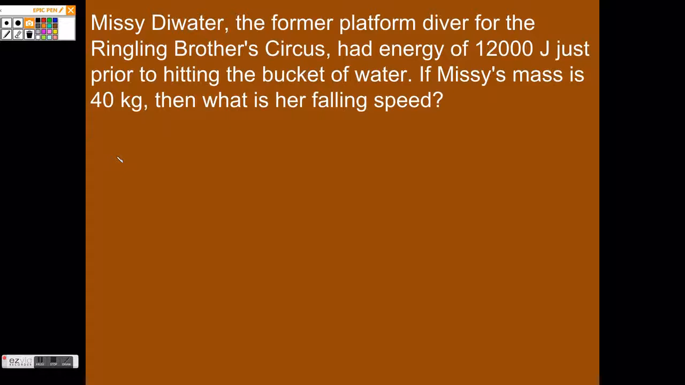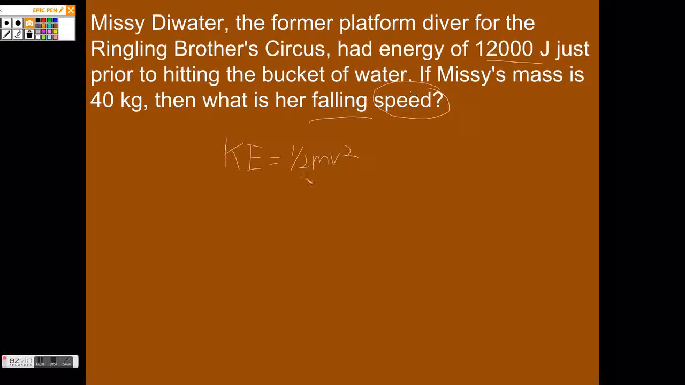Alright, so let's read our next problem. This problem says, Missy Dyewater, the former platform diver for the Ringling Brothers Circus, had energy of 1200 joules just prior to hitting the bucket of water. If Missy's mass is 40 kilograms, then what is her falling speed? So I'm seeing falling, so I know this woman is moving, meaning it must be kinetic energy. So I'm going to write down my KE equals 1/2 mv squared formula for kinetic energy.